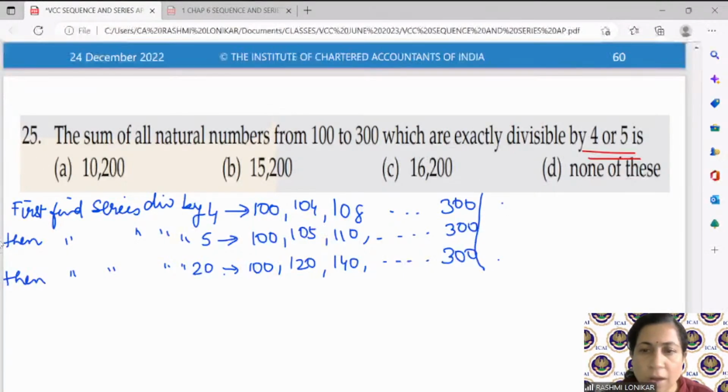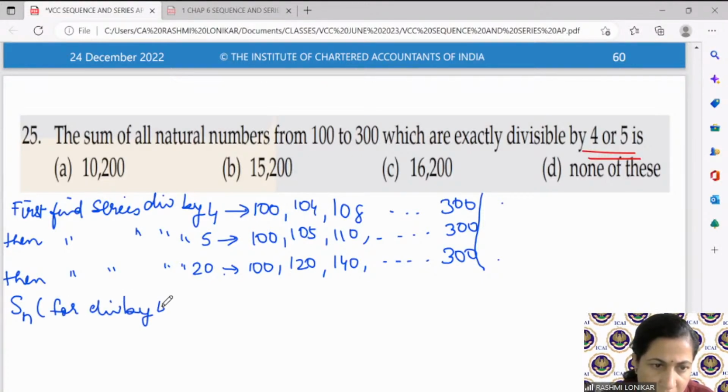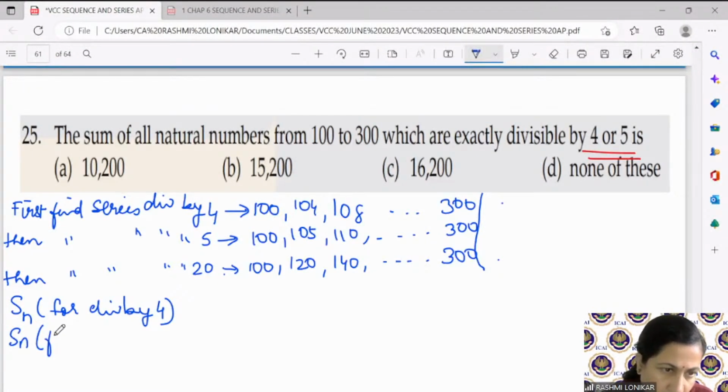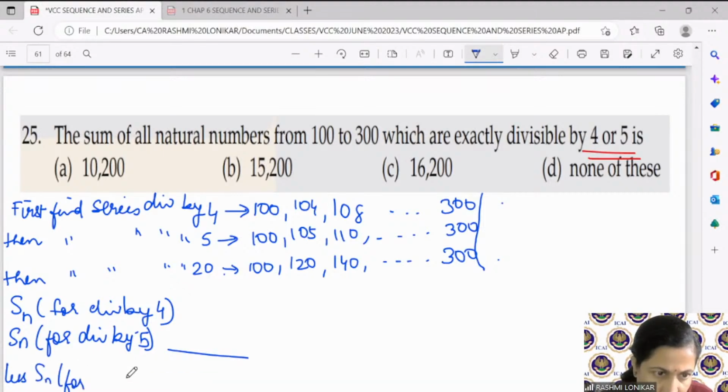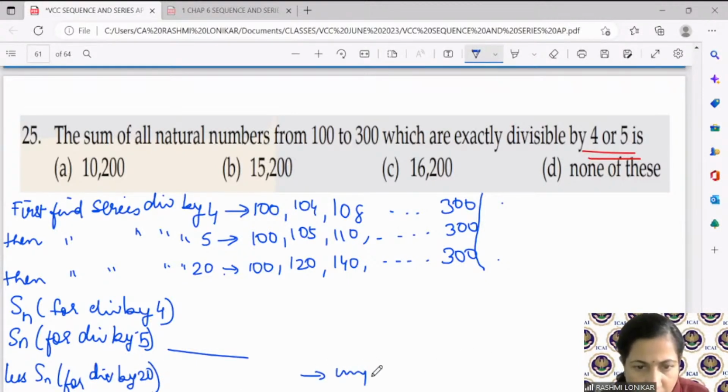So I find Sn for divisible by 4, then Sn for divisible by 5. I add them up, then subtract Sn for divisible by 20. This is the most important step, because these numbers have already been part of these two.